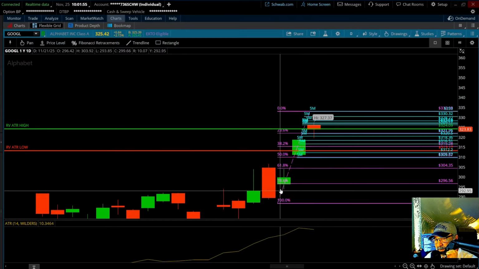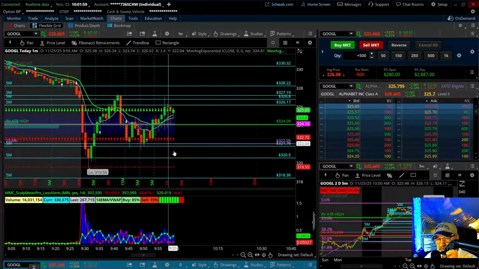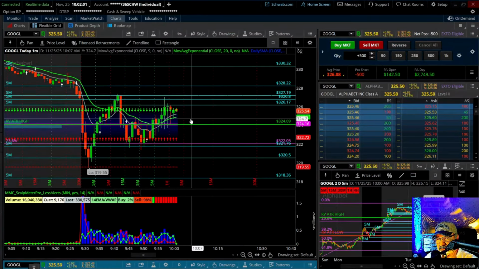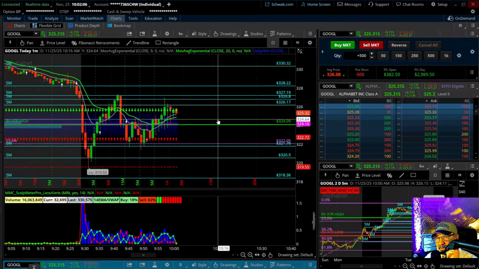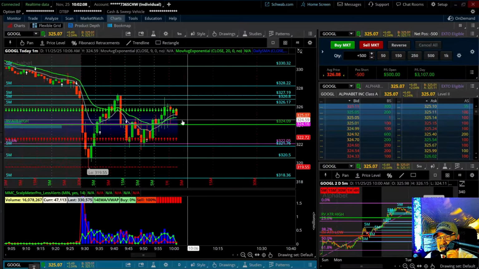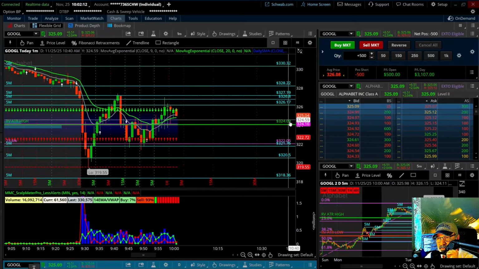As you can see, the fib levels, it looks like it's marked on nothing here because this is a day chart, but you can see the other levels here. So I want this to pull back down to this magnet before I think about getting out of this. I need it to get down here again. That's what I'm looking for.